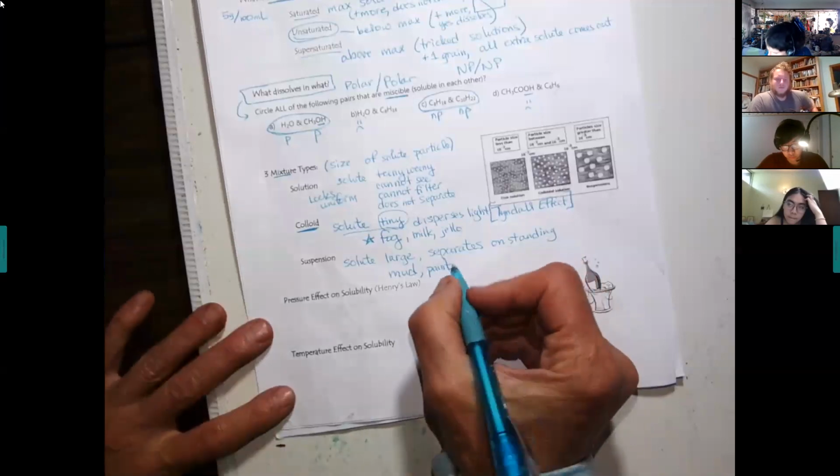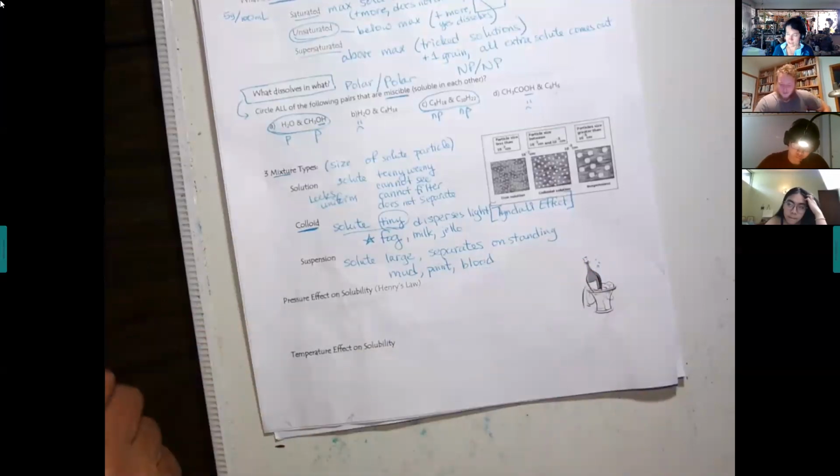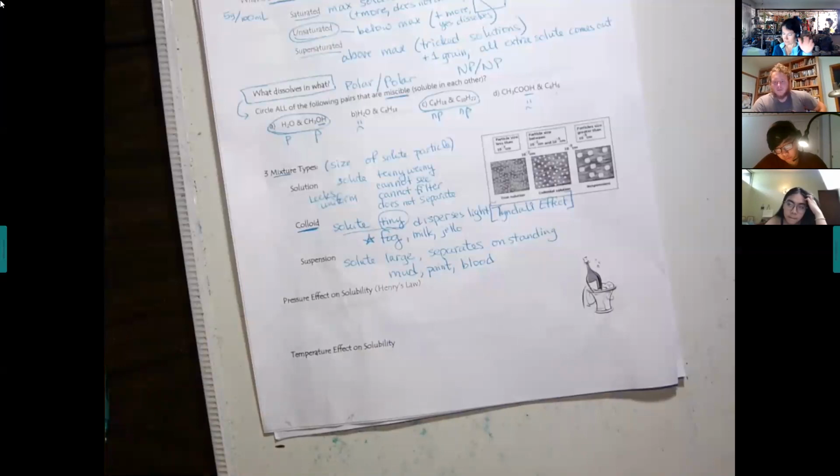Another example of a suspension is your blood. If you took a sample of your blood and you let it sit for long enough, it would separate. The red blood cells are heavy enough and large enough that it would separate. And then you'd be left with a colloid, which is the plasma, which still has particles that are pretty large, and then you're left with the solution.